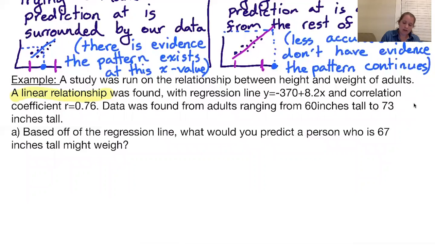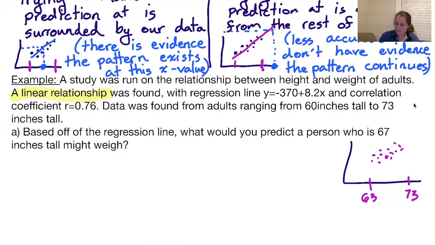So we have data from 63 inches to 73 inches. So between these values, we have our scatter plot. So if I want to make a prediction for a person who is 67 inches tall, this is somewhere between 63 and 73. So we can use our line to do interpolation within our data set. So this is interpolation.